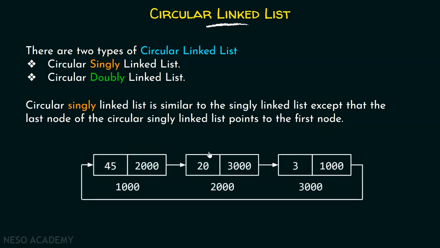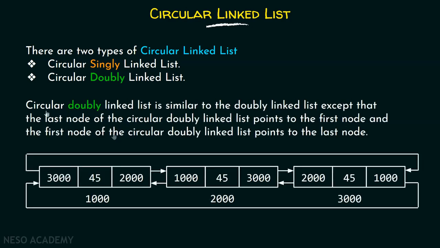And this is how a circular singly linked list looks like. Here the last node must point to the first node, and this is the difference between a singly linked list and a circular singly linked list. Here if we replace this address by null, then it becomes a singly linked list instead of a circular singly linked list. Okay, so this is the small difference.